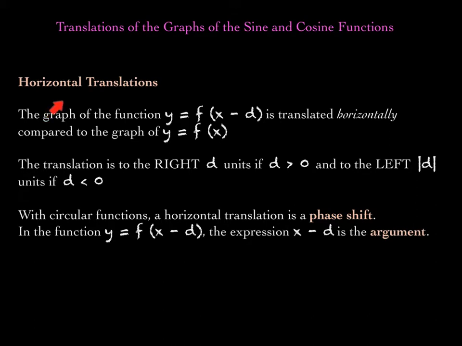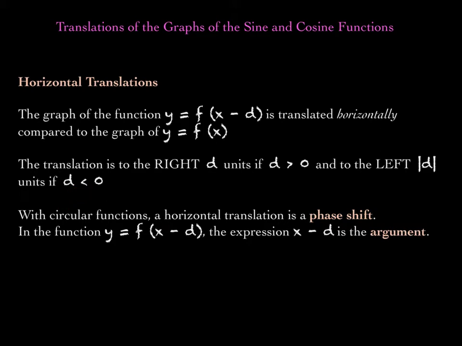For horizontal translations, the graph of the function y equals f of x minus d is translated horizontally compared to the graph of y equal to f of x. So basically, if you change the argument by adding or subtracting some number d, you are shifting or translating the graph horizontally. The translation is to the right, d number of units if that number d is positive, and it will be to the left if d is negative.